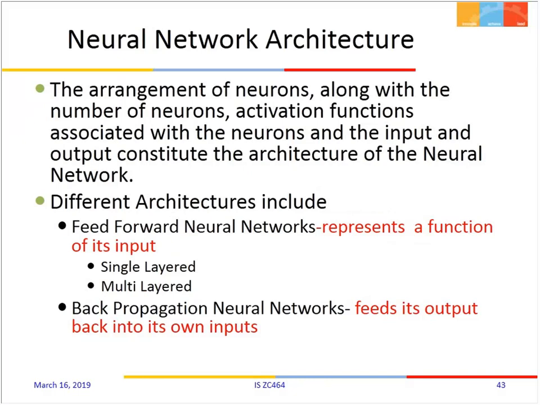So different architectures include feed-forward neural network. It represents a function of its input. And there are two different types of feed-forward neural networks. One is single-layered, another is multi-layered. And then backpropagation neural network, basically it is an algorithm that feeds its output back into its own input to get the weights modified.